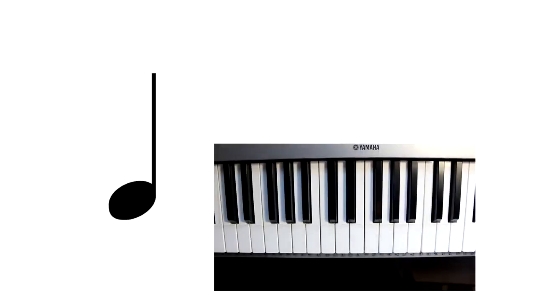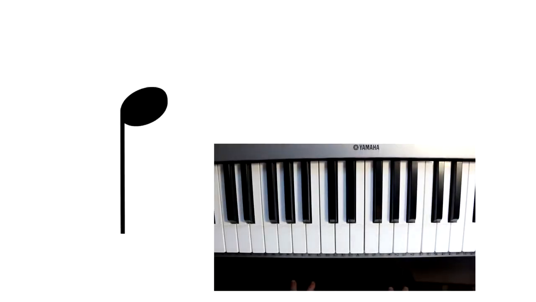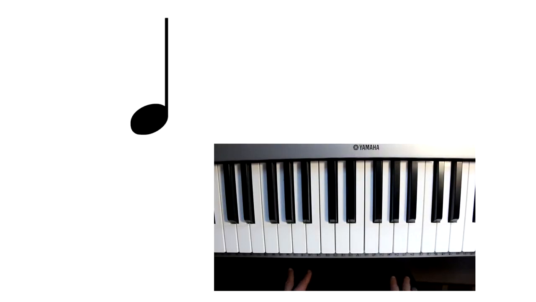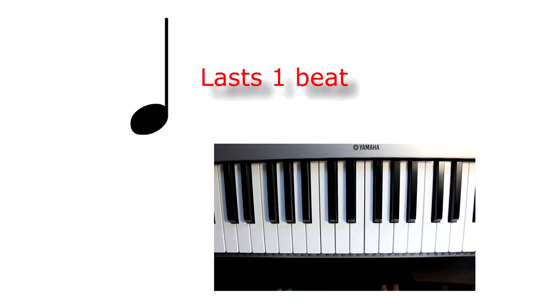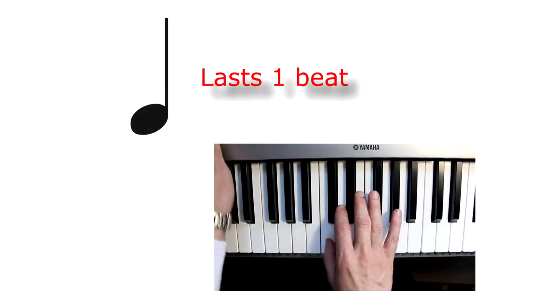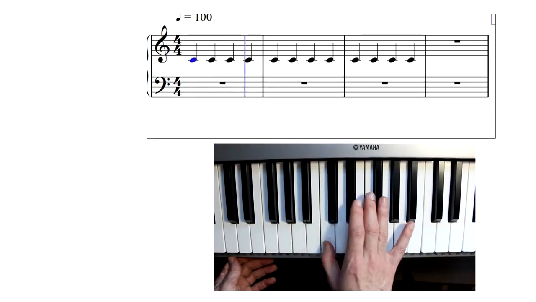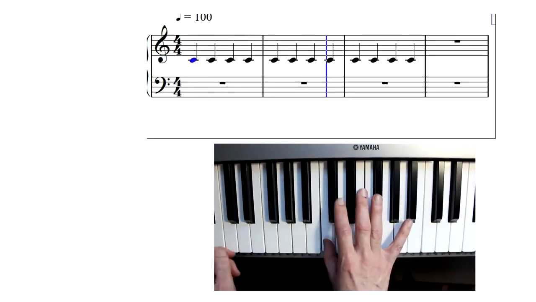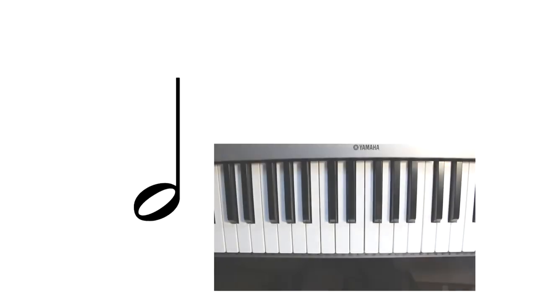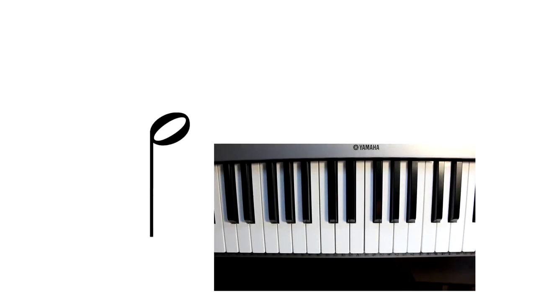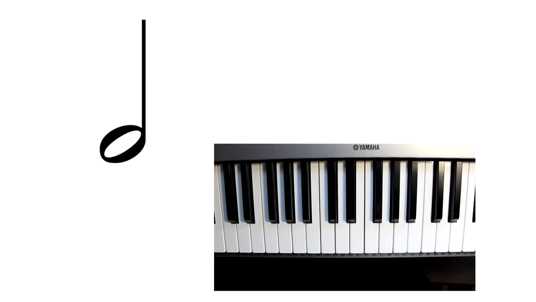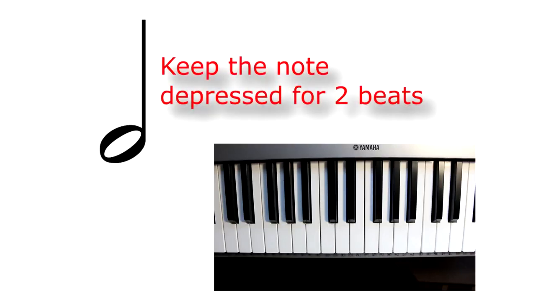This is a quarter note or crotchet. Associate this figure with the number 1, for a note under this figure lasts 1 beat. This is a half note or minim. Associate this figure with the number 2, for a note under this figure has to be depressed for 2 beats.